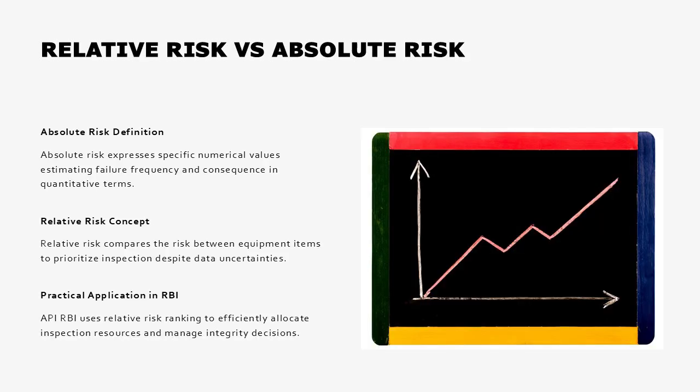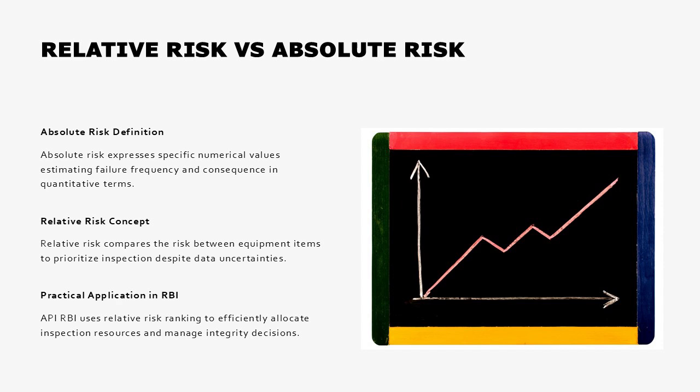Relative risk versus absolute risk, key takeaways and engineering perspective. Relative risk and absolute risk are two different ways of expressing and using risk information in RBI. Absolute risk refers to a specific numerical value representing the expected frequency and consequence of failure, often expressed in terms such as events per year or monetary loss per year.